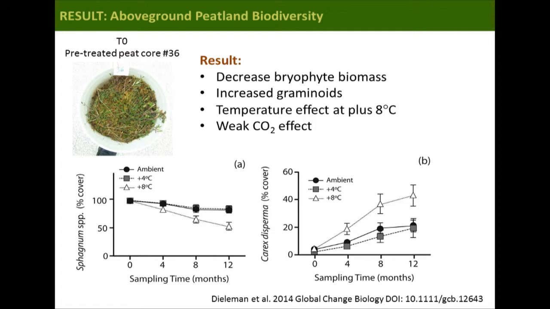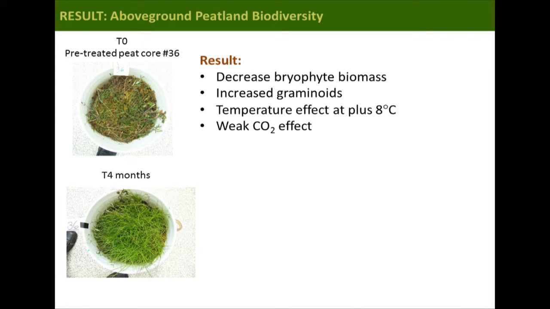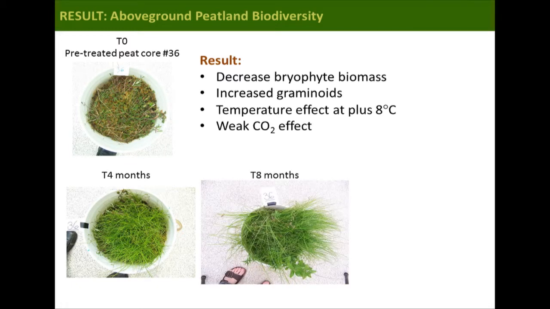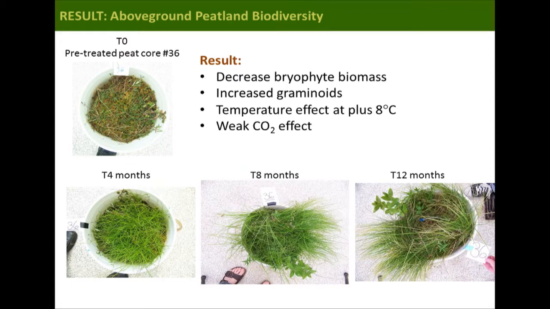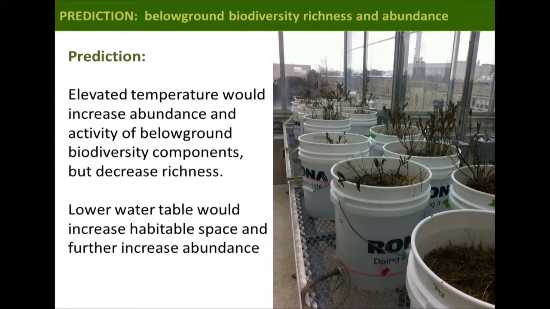But the results were apparent and dramatic. Visually, the mesocosm at the top, mesocosm number 36, is shown before the experimental treatments. Below is the same mesocosm after 4 months, after 8 months, and after 12 months. These changes were rather dramatic, at least for elevated temperatures at +8, and we expected that this was going to have some effects on the below ground biodiversity as well.